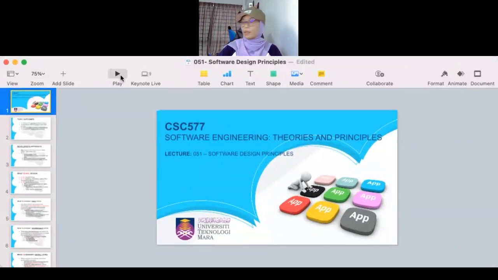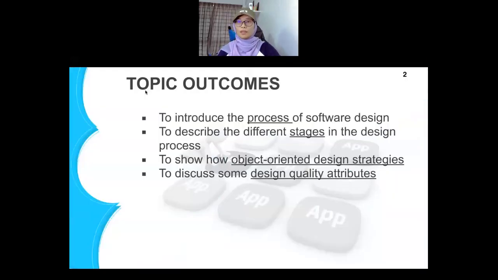Okay, so in this chapter we will cover four things. First, introduce you to the process of software design; then describe different stages in the design process; then show how object-oriented design strategies work; and finally discuss some design quality attributes.